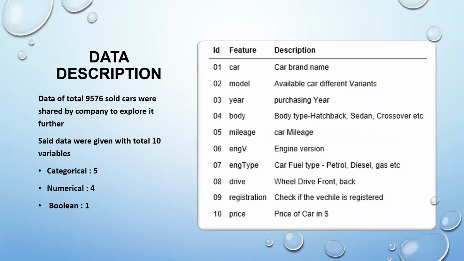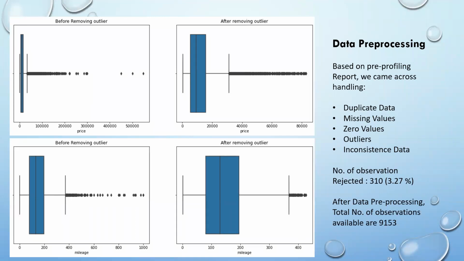Data was fetched from the sources, and we can see there were 10 variables, out of which 5 are categorical, 4 numerical, and 1 is boolean. Total observations given were around 9,576 sold cars. While pre-processing before EDA, we handled duplicate data, missing values, zero values, outliers, and inconsistent data, and rejected 310 rows, after which we have 9,153 rows in hand for observations. The box plot beside that gives a glimpse of how the data improved after removing outliers.